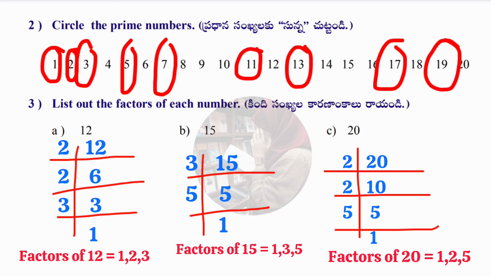Okay, let's see. 1 is a prime number because it is divisible by itself only. 2 is also a prime number because 2 1s are 2, 1 2 is 2. No number divides 2, that's why. So 3 is also a prime number. 4 is not a prime number. Then 5 is a prime number, then 7, then 11, then 13, then 17, then 19 are prime numbers.